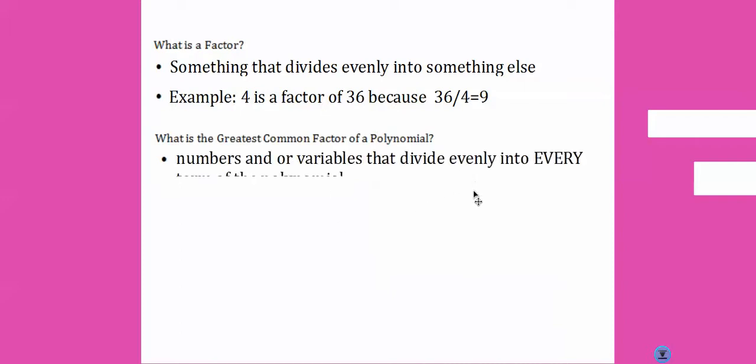What is the greatest common factor of a polynomial? It's numbers and or variables that divide evenly into every term of the polynomial. It has to go into all the terms there are.